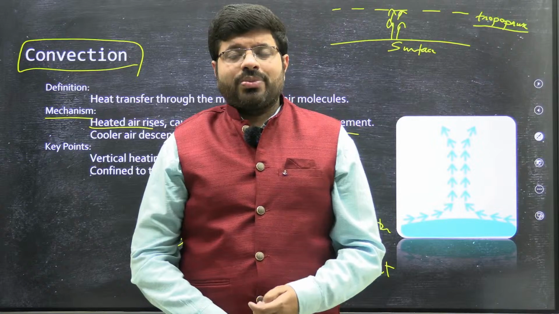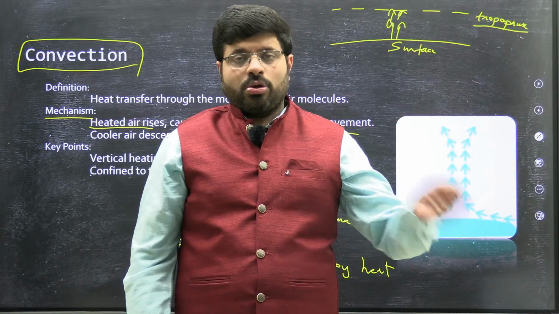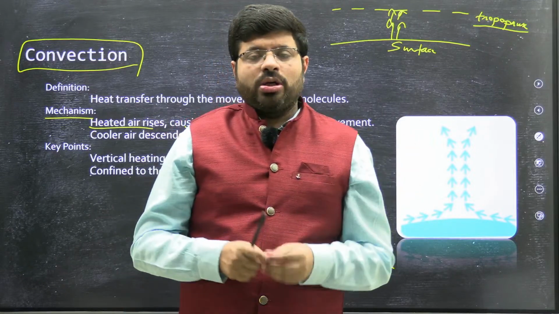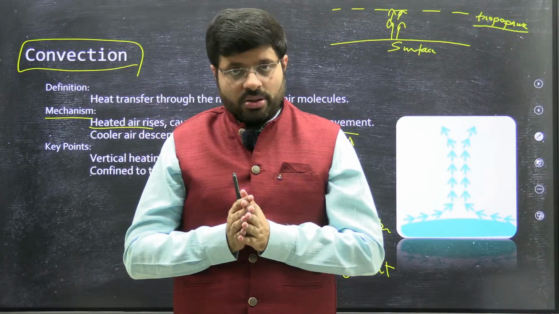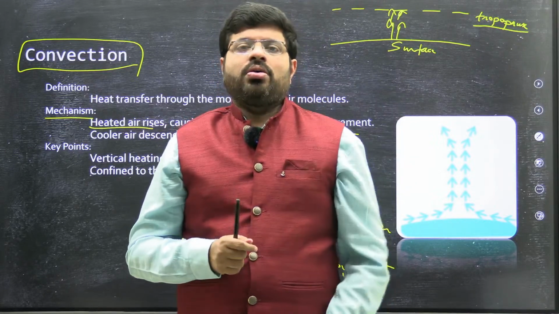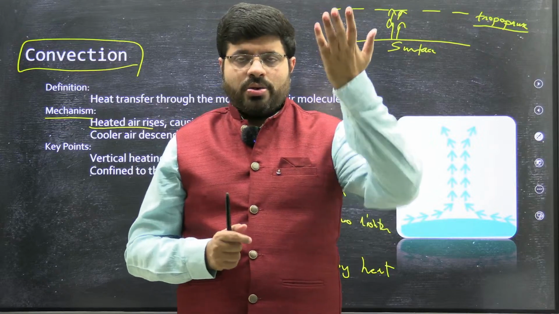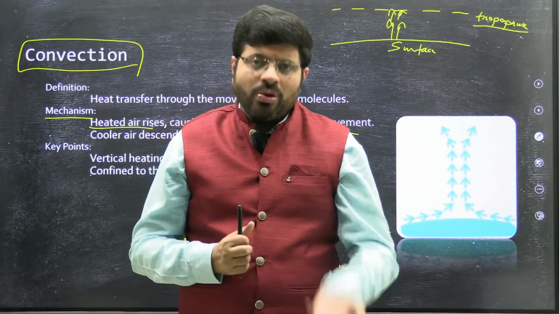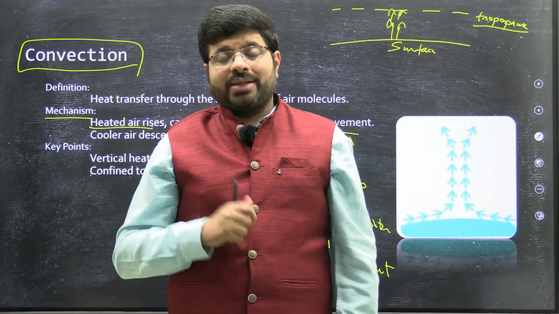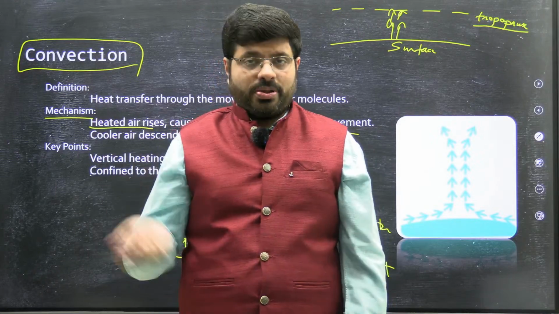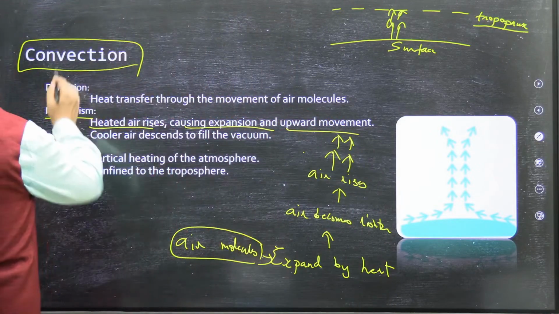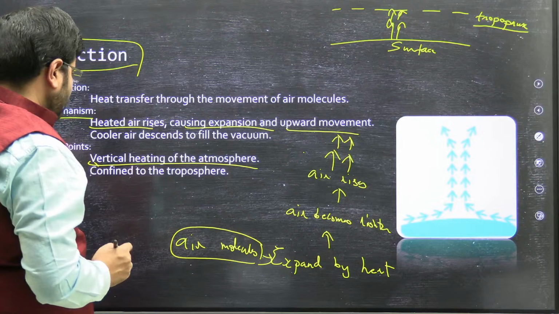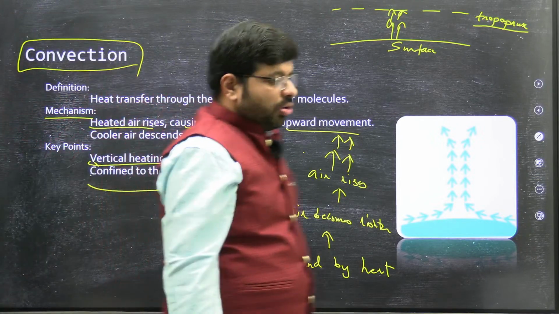So what is the thing? Air molecules expand by heating and contract by cooling. As they expand by heating, they become lighter. As they contract by cooling, they become denser. Dense air sinks down, lighter air rises. Whenever there is heat, the air molecules move up and down in the atmosphere, and that is how they distribute the heat in the atmosphere. This process is what we call convection. Simple point: vertical heating of the atmosphere is called convection, and it is confined to the troposphere.